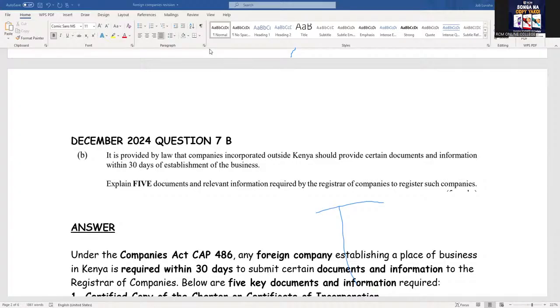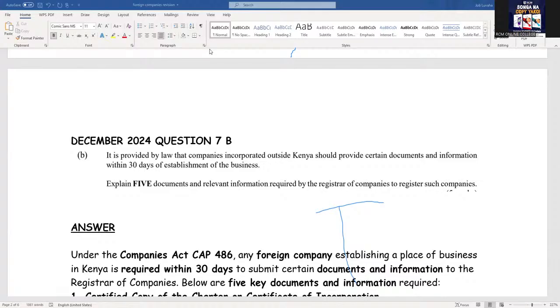Doris, what are the documents required when you're registering a foreign company? Certificate of registration from the foreign country or the origin country. Certificate of incorporation from the origin country. Notice of address of the registered office in Kenya, that is correct. The copy of the memorandum and the articles of association. List of directors, details and particulars.